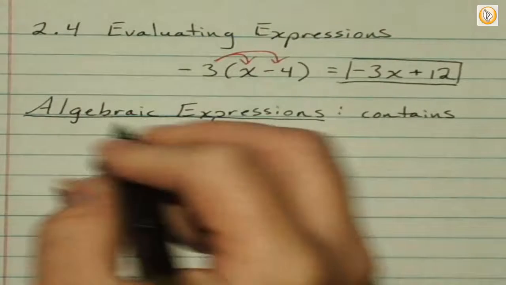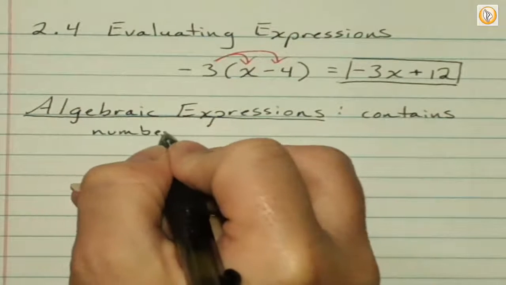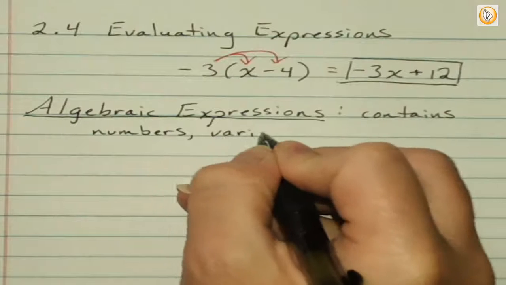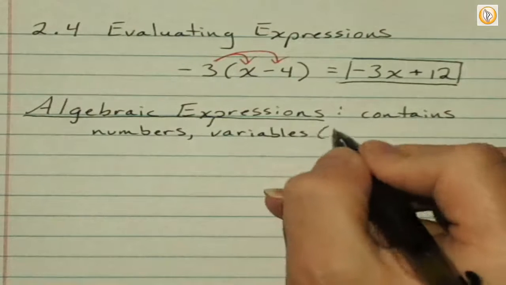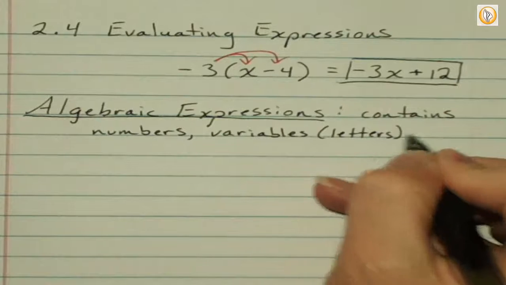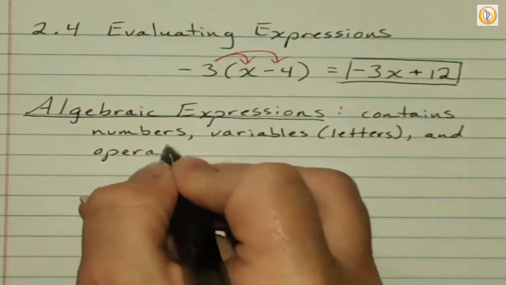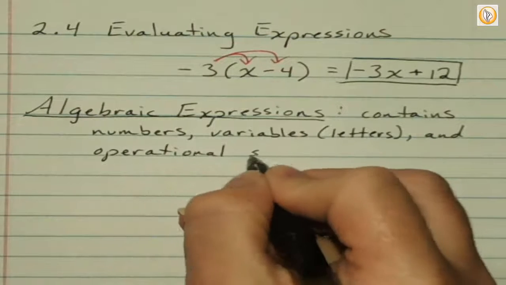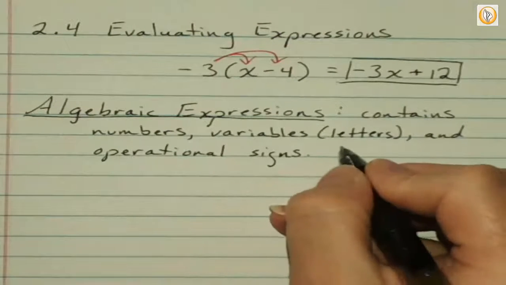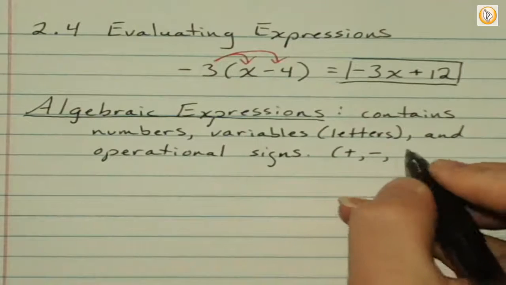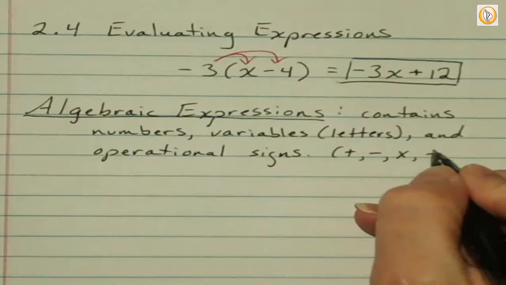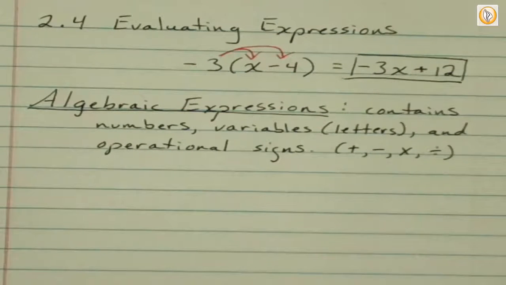An algebraic expression contains numbers, variables, and operational signs. What are variables, everyone? Letters. There you go. And operational signs are plus, minus, multiplication, and division. I'll let you catch up.